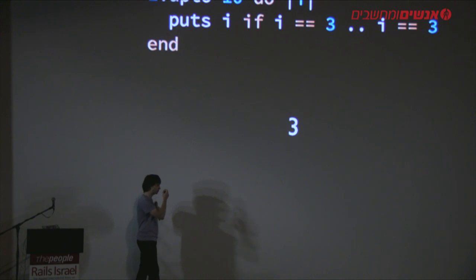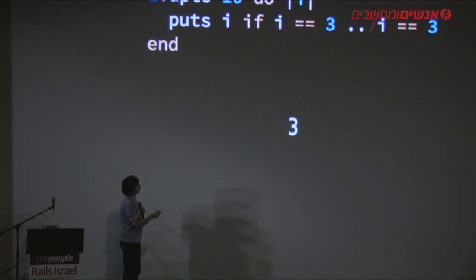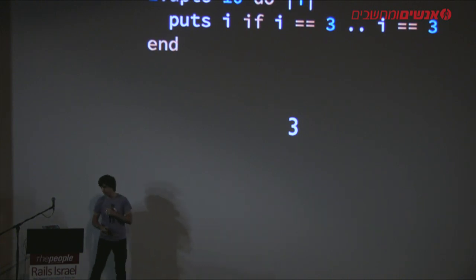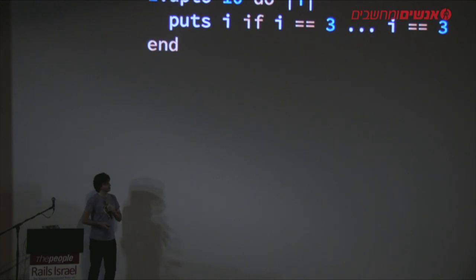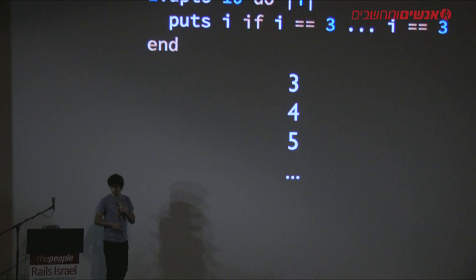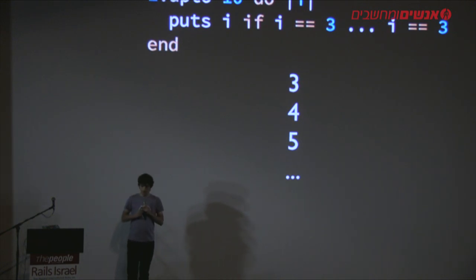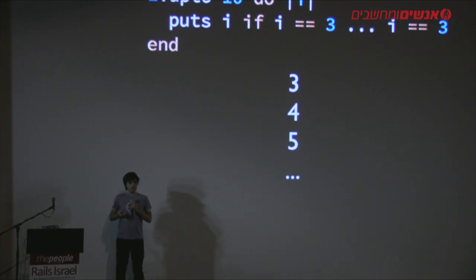Now you would have to write such complex code to make sure of that. So what you maybe want is to ignore this expression completely if this expression is true. And amazingly, Ruby can do that. Just add another dot. So this will print out all numbers starting from 3, 4, 5. Who here has used flip-flops?